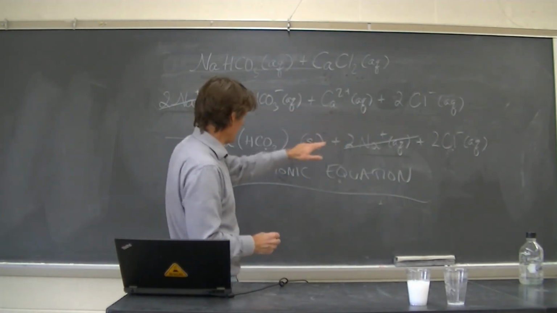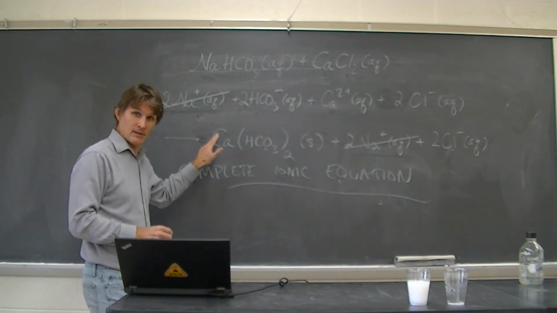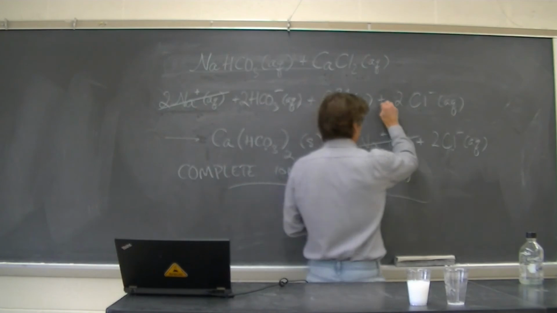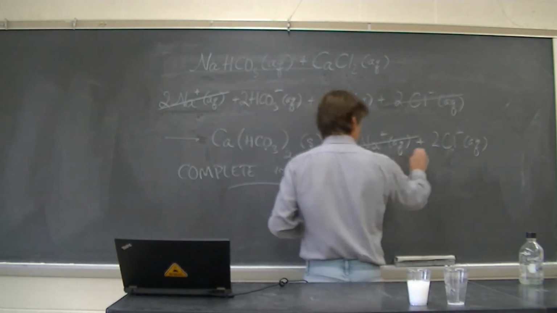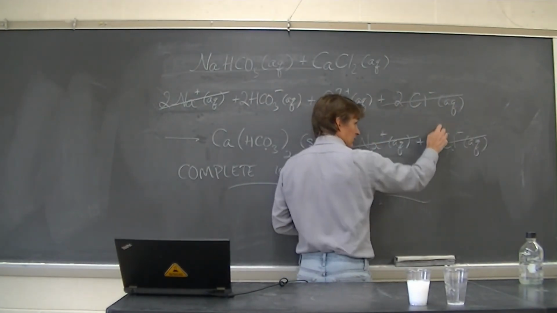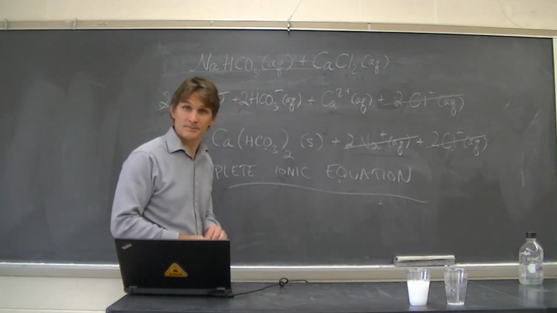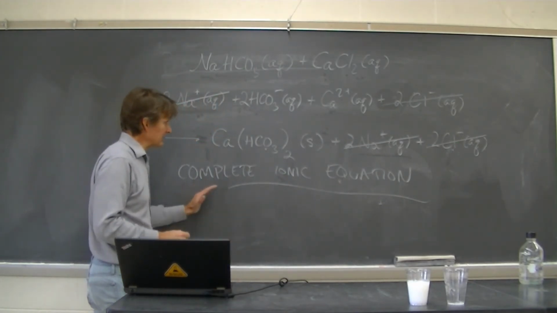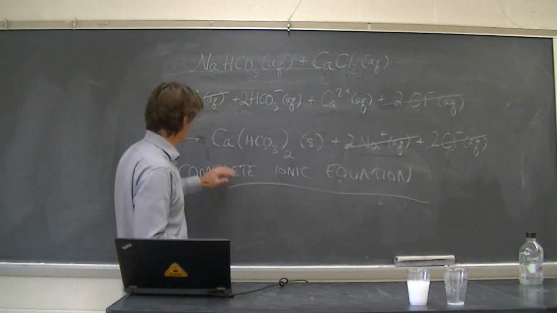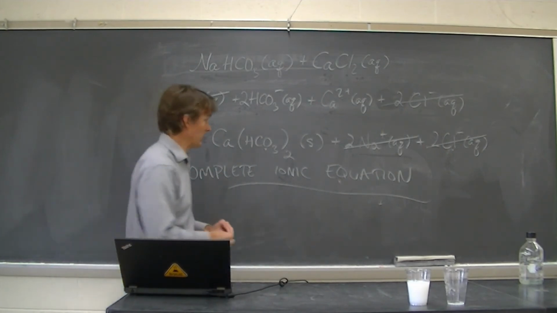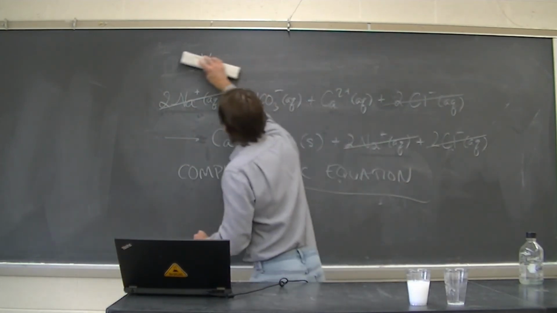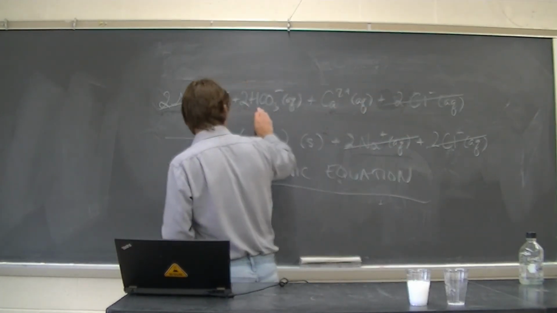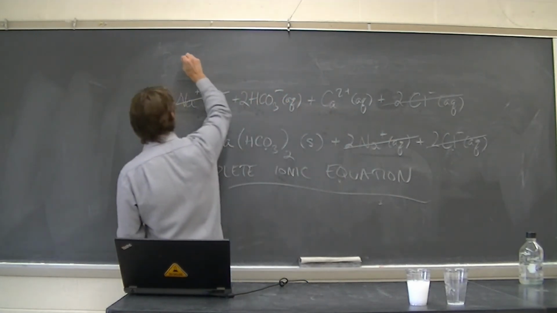Where's your other spectator ion in this process? I hope you've identified the two chloride ions as the spectator ions that we can cancel out, because the two chloride ions stay dissolved as a result of the process. And after canceling out the spectator ions from the complete ionic equation, what we have left over is what we call the net ionic equation. So I'll draw that up here above. The net ionic equation for the reaction between sodium hydrogen carbonate and calcium chloride would look like this.